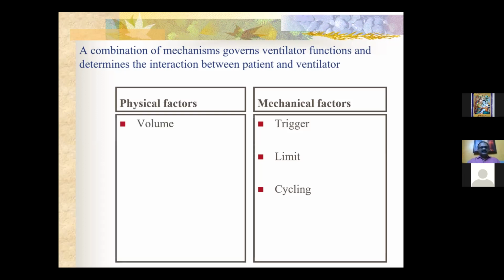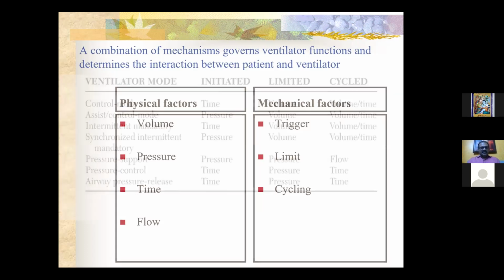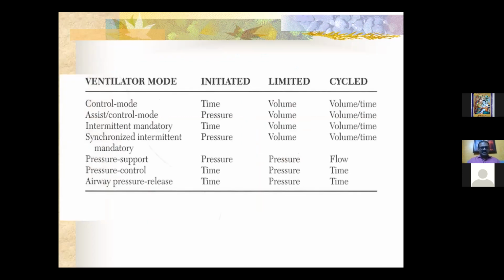And physical factors like volume, pressure, time, and flow, all these things combine, determine the ventilator functions, and determine the interaction between patient and ventilator. A lot of things we have to go through, but these are the main things. Mechanical factors like trigger, limit, and cycling, and physical factors like volume, pressure, time, and flow. These things interact and determine how the ventilator and the patient are going to function. I'll skip this.